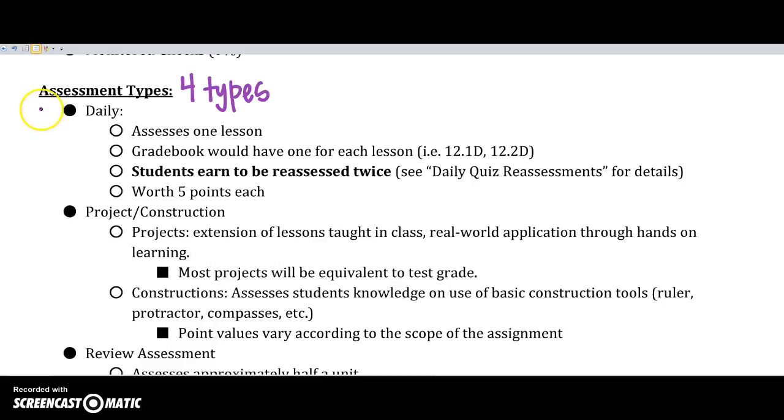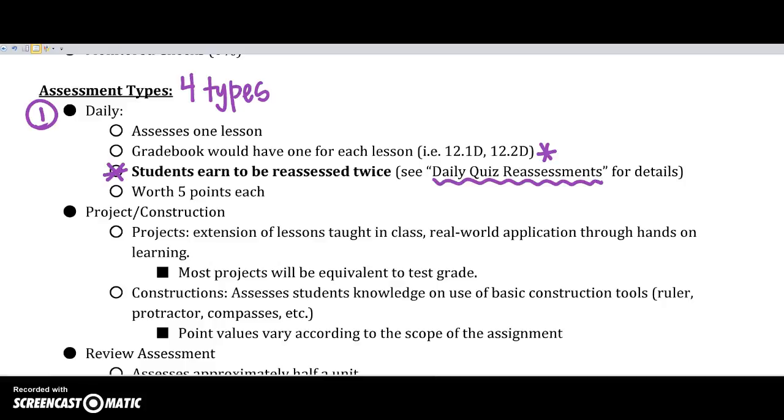The first type is called the daily, which is what I explained earlier. It's going to be assessed on 1 lesson. And the grade book is going to be set up like this, so you kind of know what you're looking at. Students will be able to earn reassessment twice on this. So that's an exciting thing that's going to come with Grading for Learning, and that will also be spelled out a little bit more in that daily quiz reassessments. And each of these dailies are going to be worth 5 points each. So you can think of this as just like a mini assessment that will be specifically targeting that one lesson.